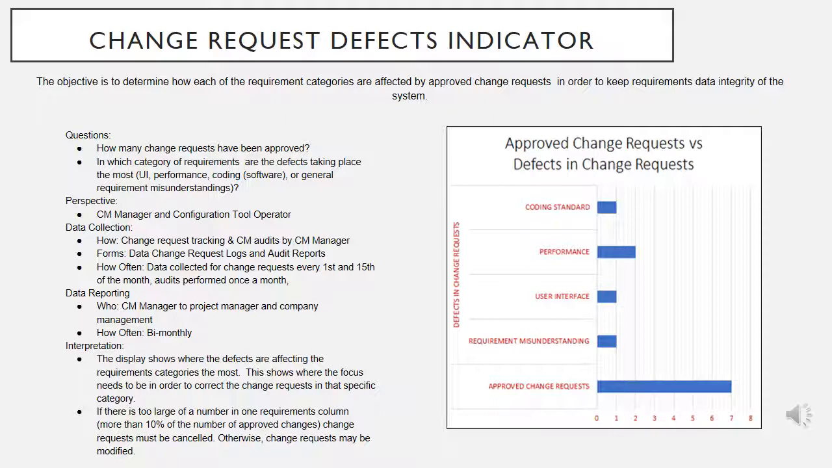The display shows where the defects are affecting the requirements categories the most. This shows where the focus needs to be in order to correct the change request in that specific category. If there is too large of a number in one requirement column, more than 10% of the number of approved changes, the change request must be cancelled. Otherwise, change request may be modified.